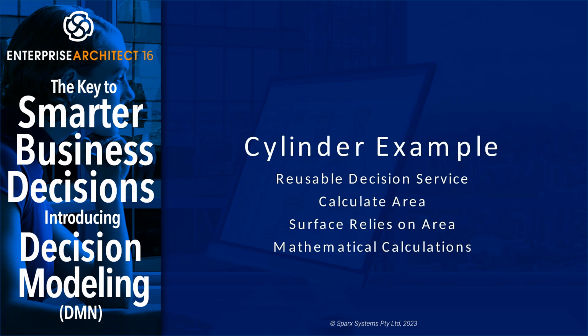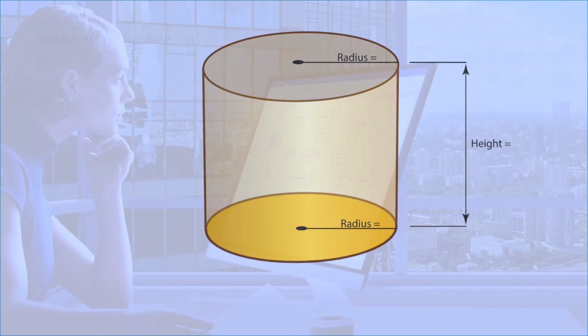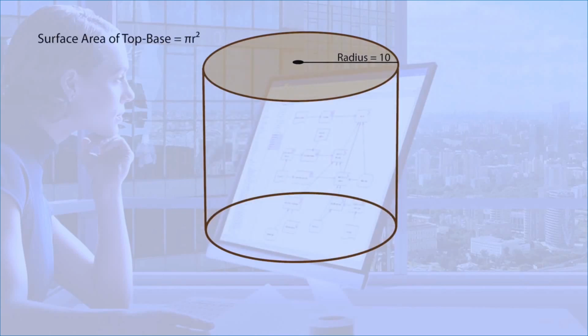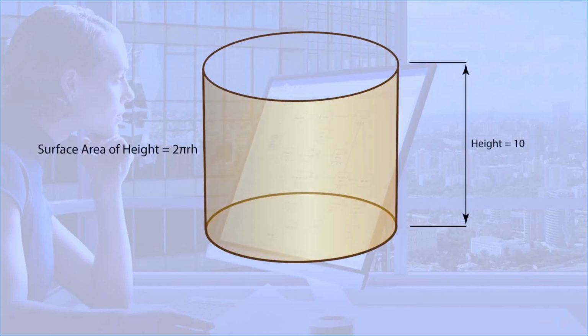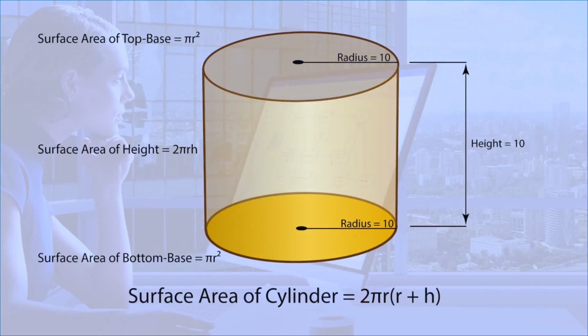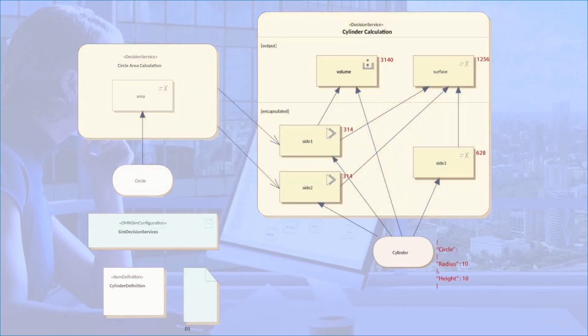The cylinder example helps to demonstrate a reusable decision service, which is used to calculate area. Then calculations for both surface and volume reuse this service. Some simple mathematical calculations are used to calculate the area using pi and the radius squared. Looking at the diagram on screen, the inputs to this decision include the radius and height. Given a radius and height of 10, the expected result for the surface area is 1,256. The results are shown on screen.